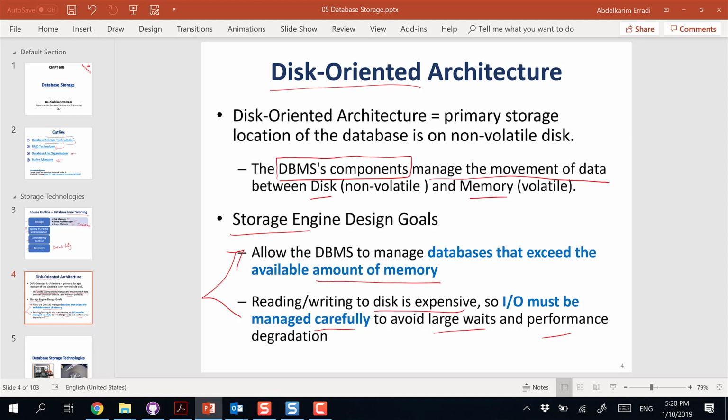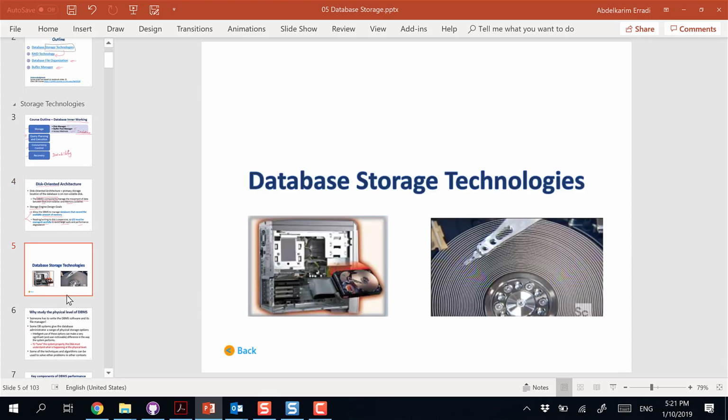So these are the two goals of the storage engine. Help us manage a database that cannot fit all in memory, and help us do reads and writes in a smart way, in a way that will not degrade or reduce the performance of our queries. So those are the two major goals of the storage engine. Now, before we dive into how the storage engine works, we have to start talking about the storage technologies that are used in the database world.